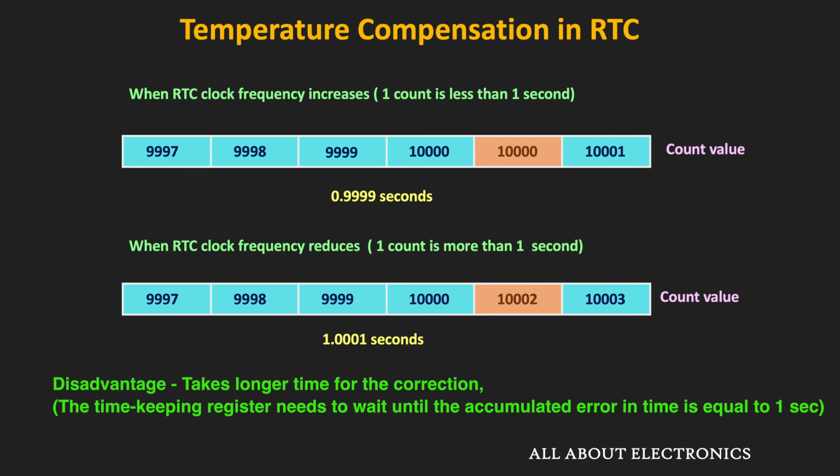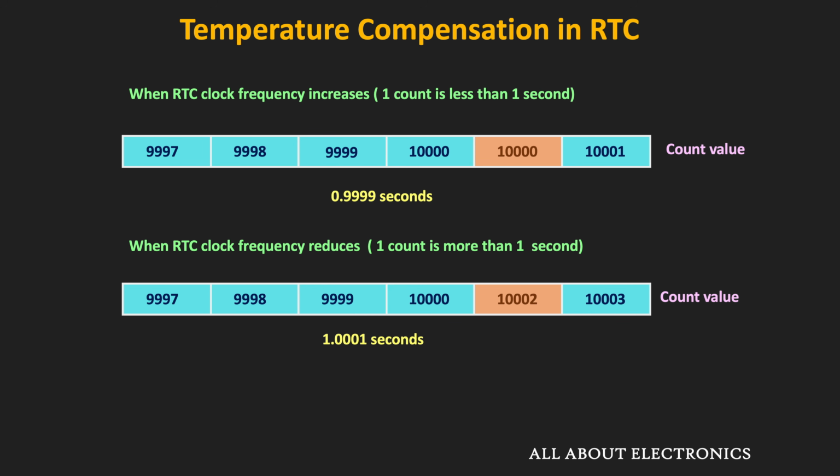But the disadvantage of this method is that it takes a longer time for the compensation. Typically, a change in the temperature is a slow process, but this way of compensating the temperature, or effectively compensating the time, is even slower. And by the time the correction happens in the time, it is quite possible that the ambient temperature of the RTC has already changed. So this is one method.